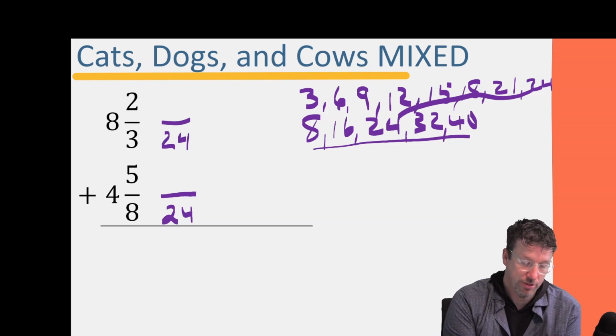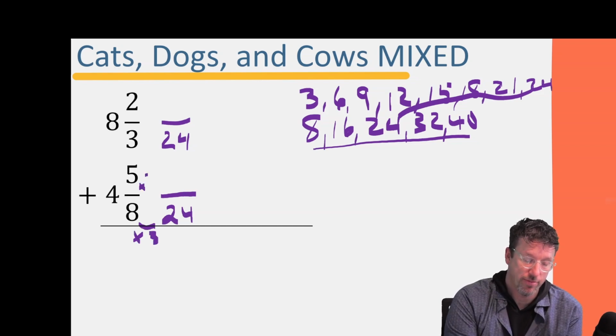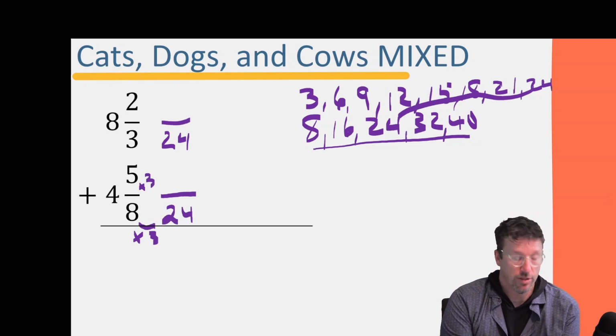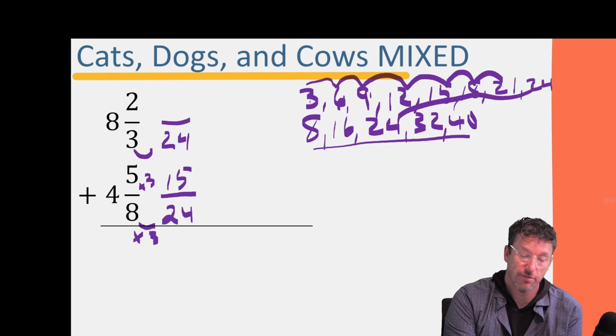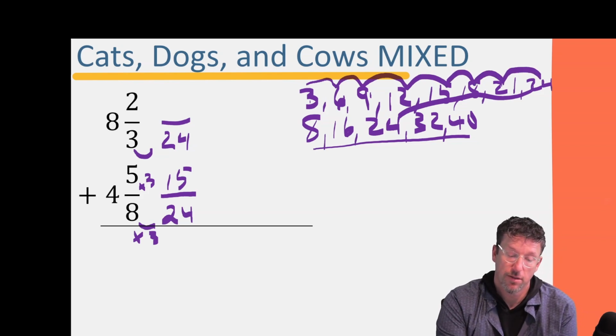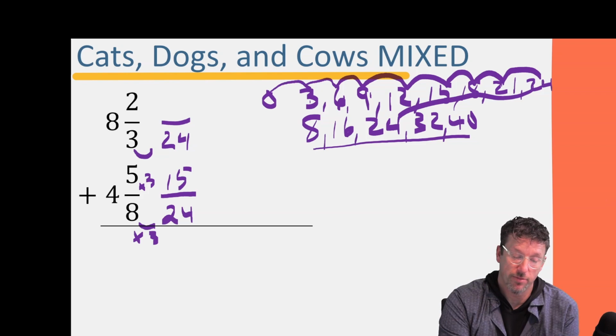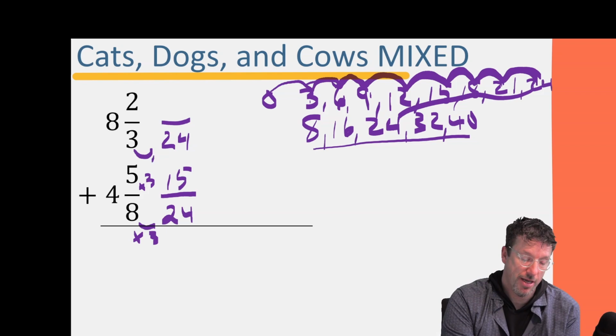Now we just got to figure out what to do. How did I get to this 24? Well, it's always going to be multiplying or dividing, so I multiplied by 3, which means I have to multiply the top of this fraction by 3. What's 5 times 3? It is 15. What did I do to get the 3 to 24? I multiplied by 8. So that means I have to multiply the top by 8. What's 2 times 8? It's 16.